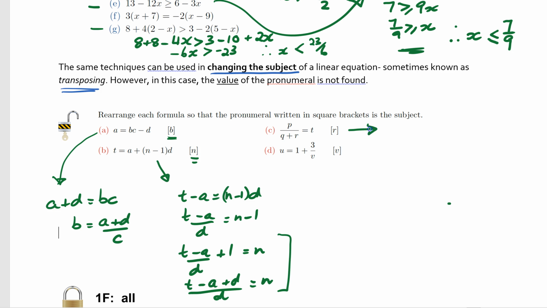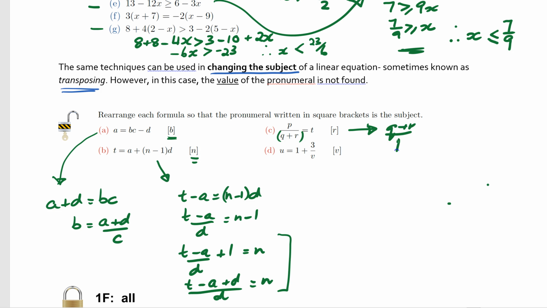For our example up here, if we want r to be the subject, then at the moment r is part of the denominator here. We need it to get it up the top of the equation. So we've got two possibilities. Take the reciprocal of both sides, or multiply q plus r, because there's really a set of brackets there, across to the other side. It makes no difference in this case which process you choose. Just for variety, I'm going to do the flip.